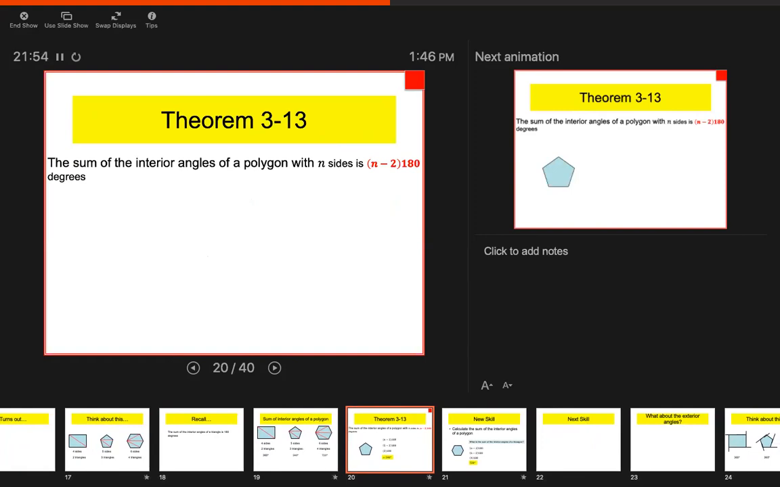If I gave you a polygon, and I say, you got to be careful here, I say the sum of all the interior angles, you just plug in n minus 2 times 180, where n represents the number of sides of the polygon.